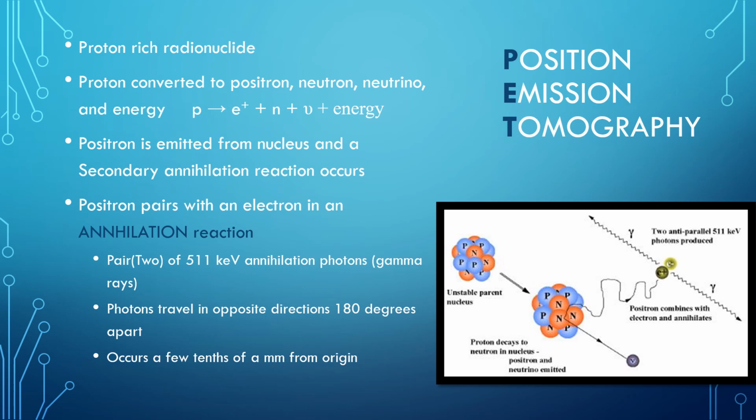And this will occur anywhere from a few tenths to a millimeter or more from the origin. The range that the positron travels before it annihilates is dependent on the energy of the positron particle and what kind of matter it's traveling through, and the spatial resolution of PET is greatly dependent on how far that positron is traveling.